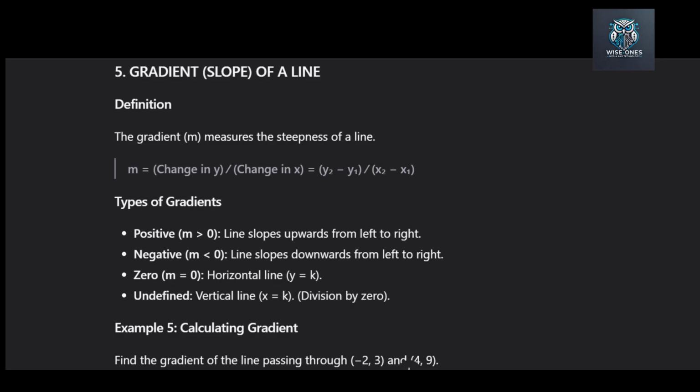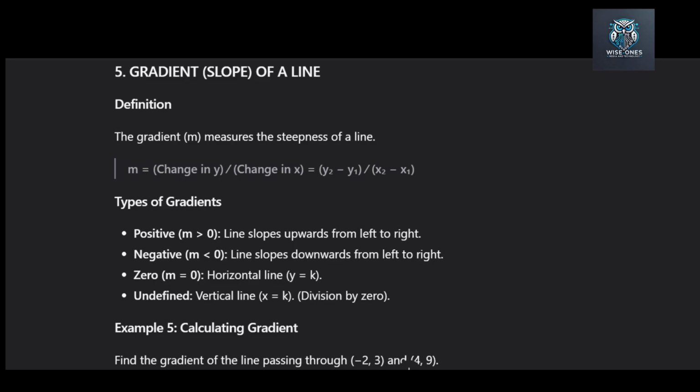Now let us move to section 5, gradient of a line. The gradient is also called the slope. It measures the steepness of a line. The formula is m equals the change in y divided by the change in x, written as m equals (y2 minus y1) divided by (x2 minus x1). Think of it as rise over run, how much you go up divided by how much you go across.